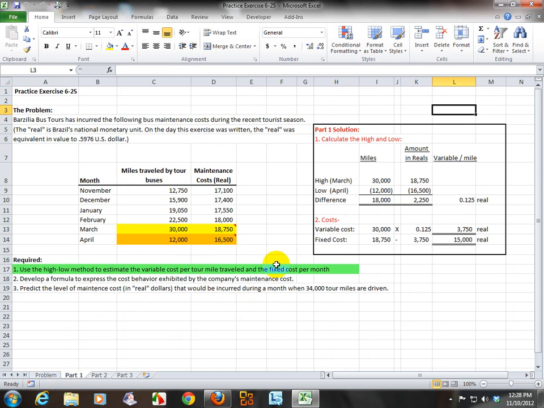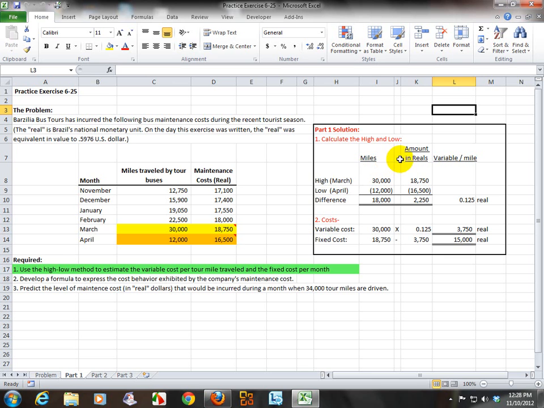First thing we need to do is analyze the trend of activity that we have, and we can see from the chart that March winds up being the highest month because it has the highest number of miles as well as the highest cost. Same thing is true for April in terms of low month, because that is the lowest month of miles driven and the lowest cost.